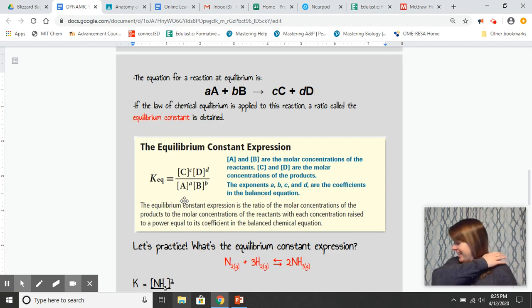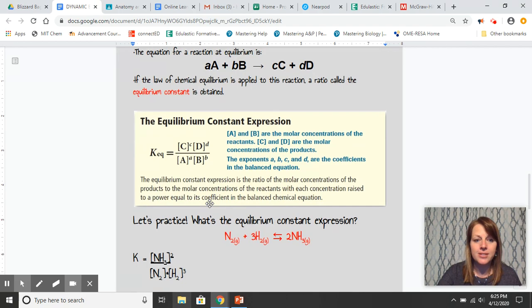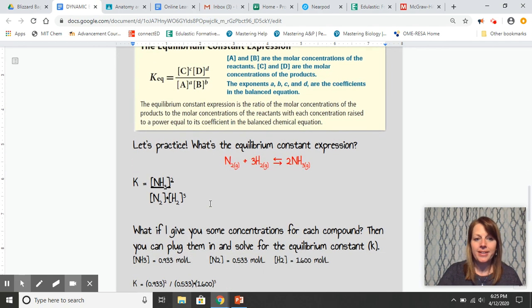We put the concentrations in there, and then the little letters, remember, were the coefficients. So we're going to use those as exponents. So what does that all mean? Okay, let's practice down here. What's the equilibrium expression?